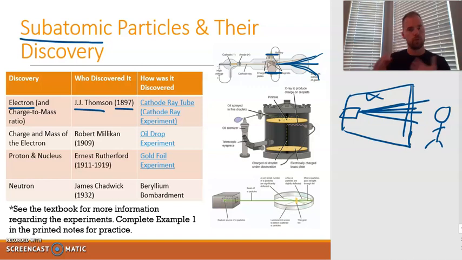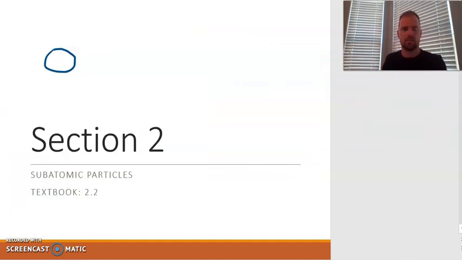And so through some different discoveries, from some calculations, J.J. Thomson was able to discover the existence of this tiny particle, a subatomic particle, which he called an electron. Now, what does that mean as far as the atom goes?